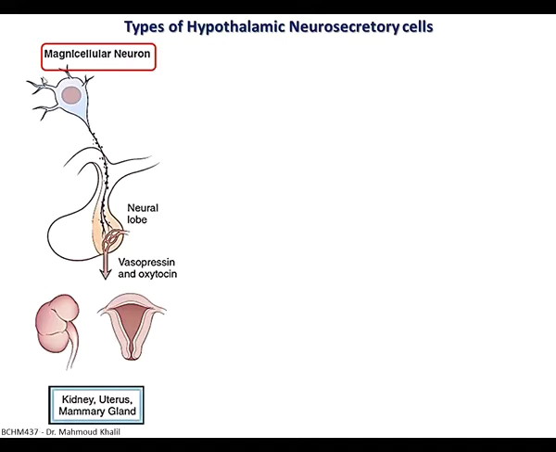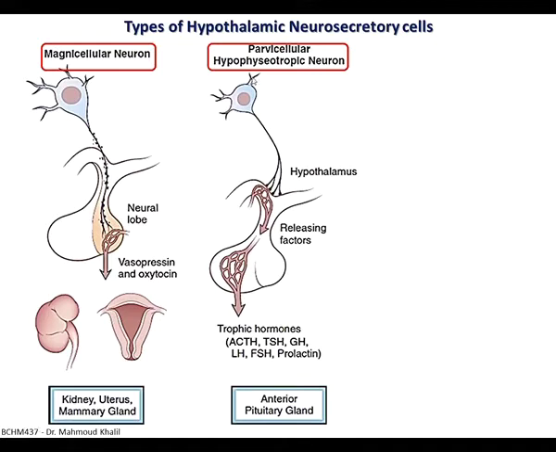The first type is magnocellular neurons. Magno means it's a big one. These magnocellular neurons are responsible for controlling the posterior pituitary gland to release the two major hormones, vasopressin and oxytocin, which affect the kidney, the uterine walls and the mammary glands. Okay, so these are the magnocellular neurons.